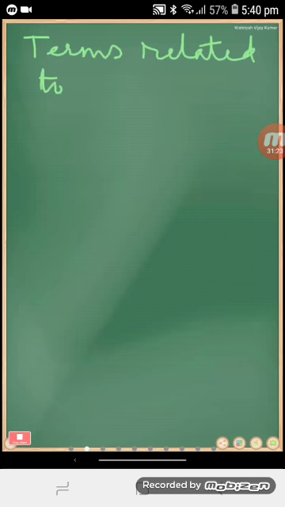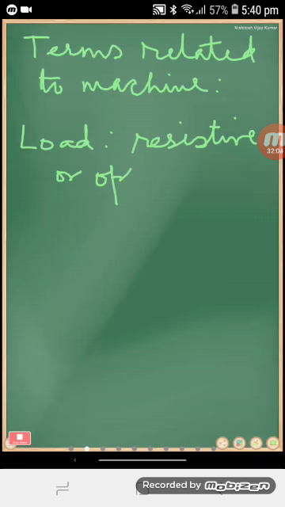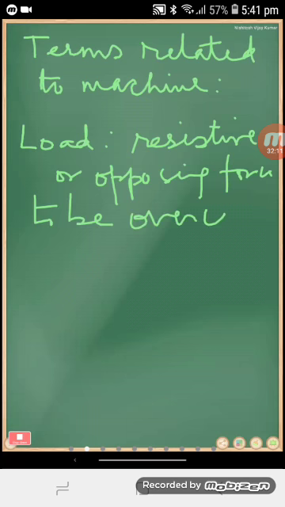related to machine. So terms related to machine. The first term is load. As per the definition, the load is the resistive or opposing force to be overcome by the machine.